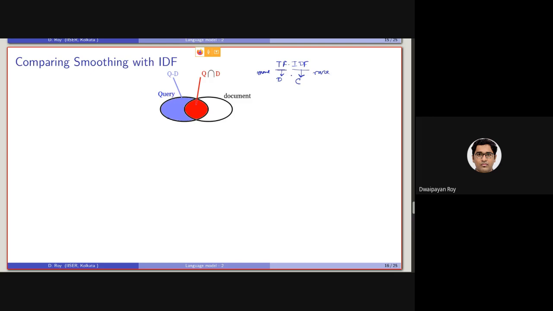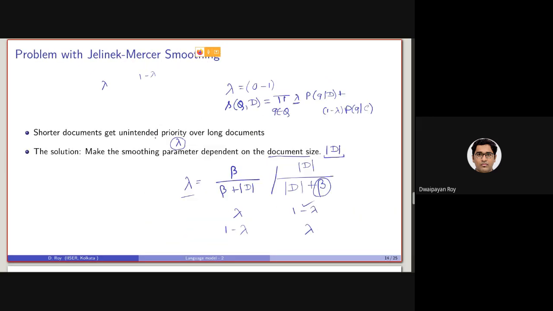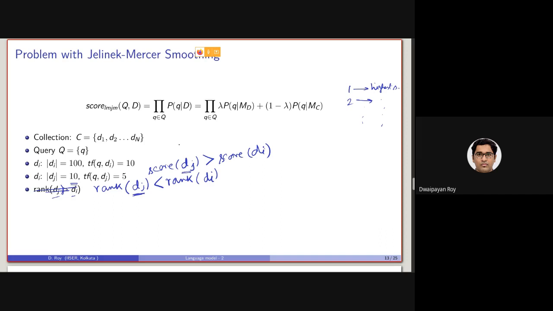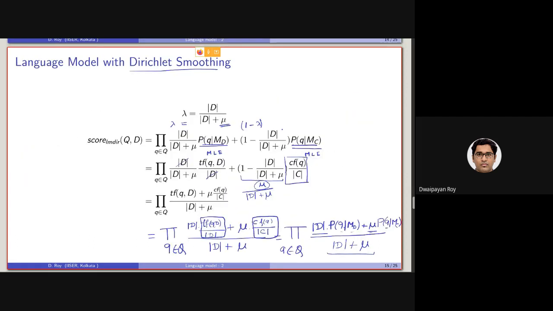Now, is there a relationship that we can derive from this kind of a model, from this general linear smooth language model, into a TF-IDF based model? Before discussing that, let me discuss another thing.